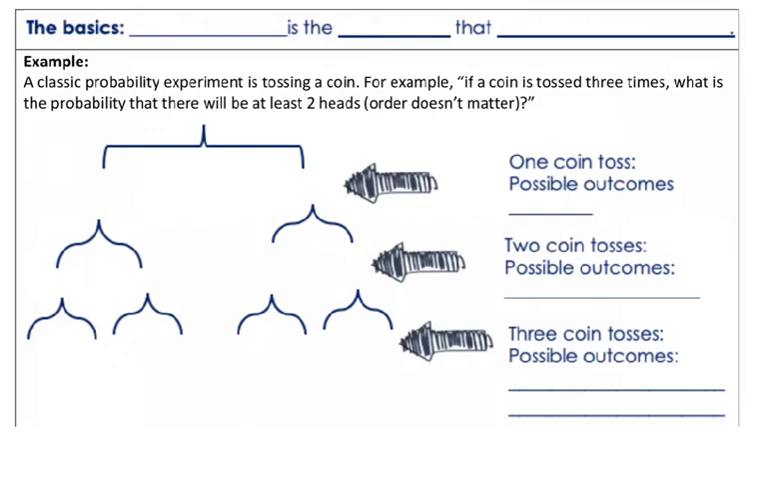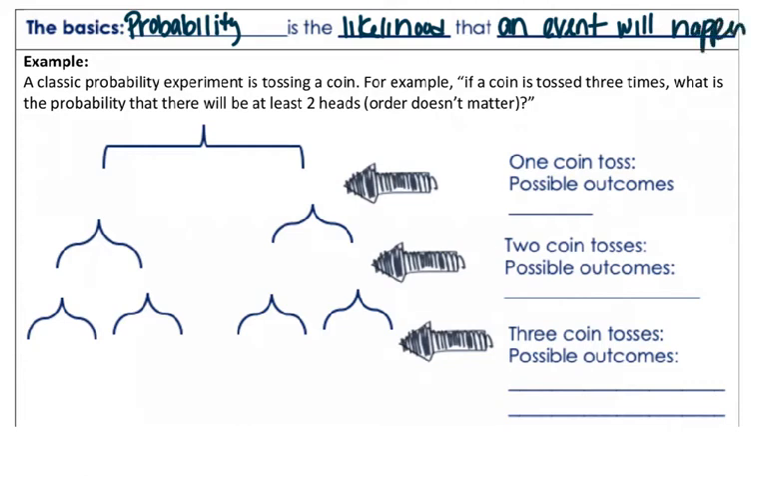Alright, so let's just talk about the basics. So probability is the likelihood that an event will happen.